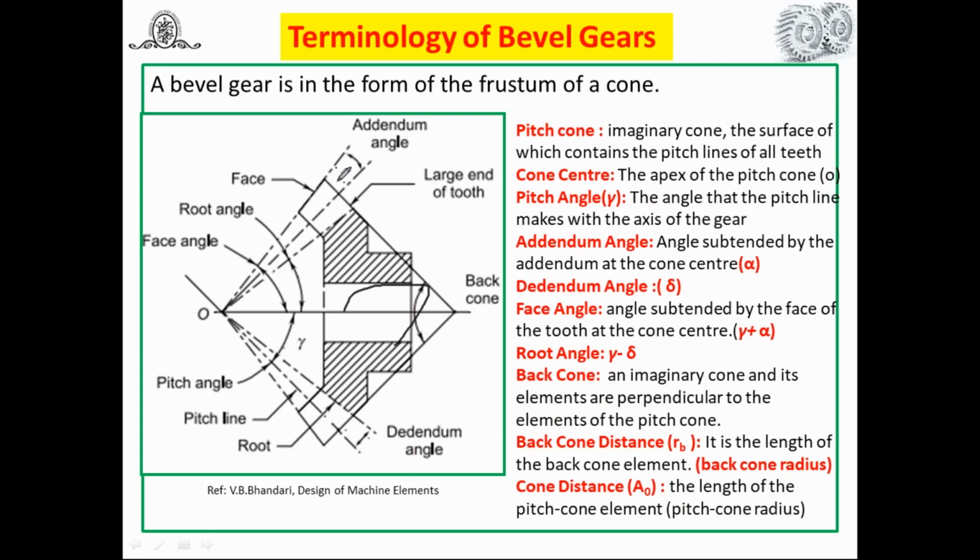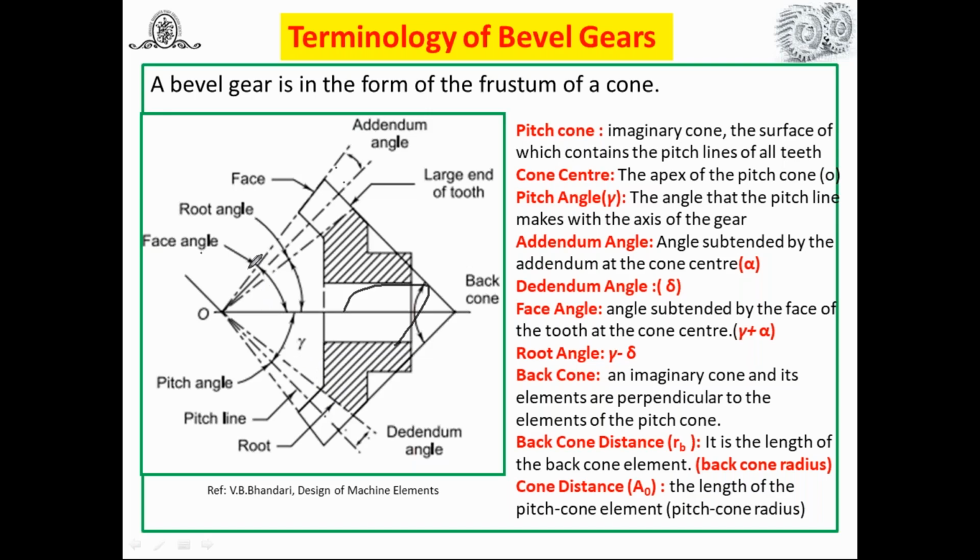Face, root, pitch line. This is the addendum height, this is the dedendum, the angle subtended by this is the addendum angle, and this is the dedendum angle. The angle made by the face with the axis is the face angle, as mentioned here. Root angle means the angle made by the root with the axis. And gamma is the pitch angle.